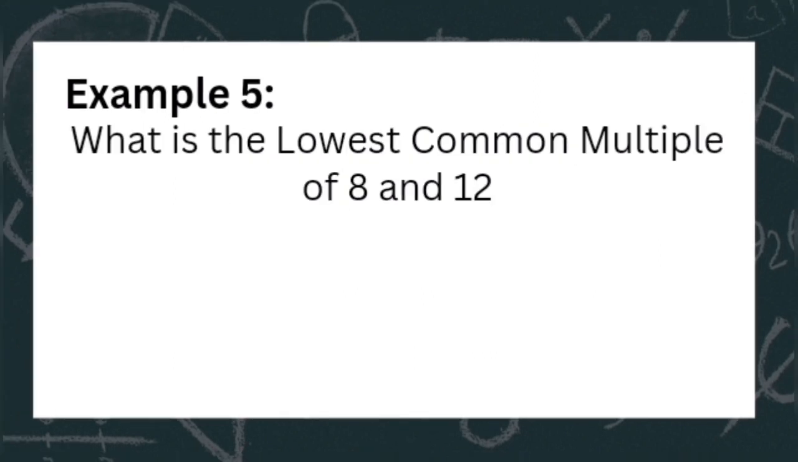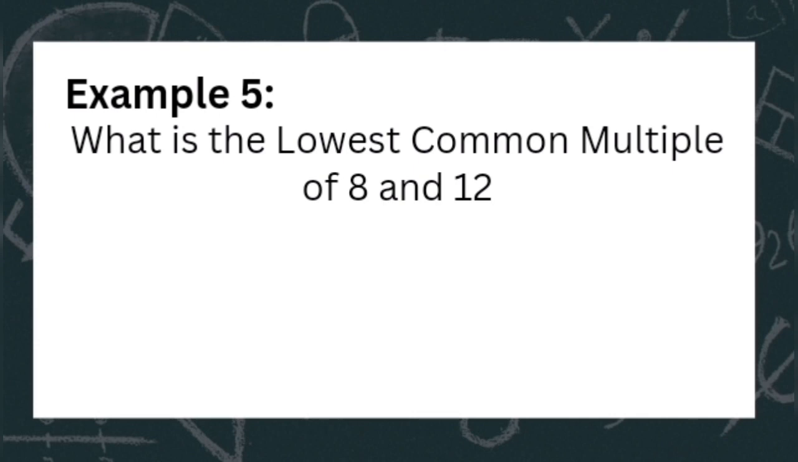Example 5. What is the lowest common multiple of 8 and 12? Lowest common multiple, the short form is LCM. I'm sure we've heard that, right? Here we are going to get the multiples of 8 and the multiples of 12, identify the common multiples between the two numbers, and pick the lowest. That is what it means, right? The multiples of 8 will be listed here, multiples of 12 listed. We will pick out the common multiples, and the lowest of the common multiples is our LCM.